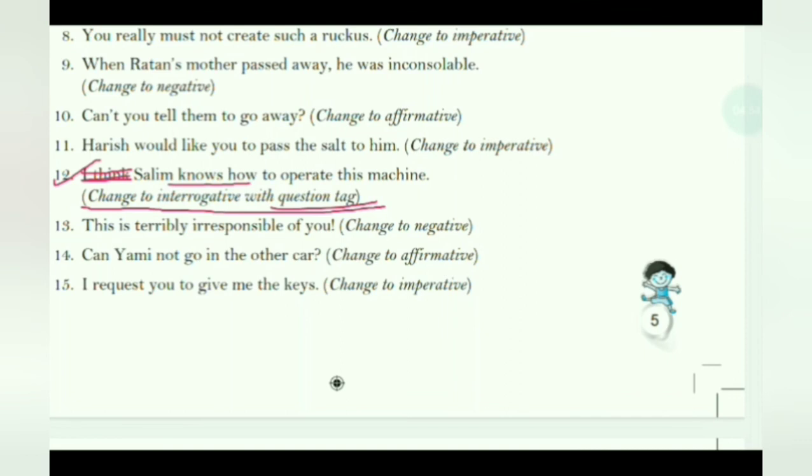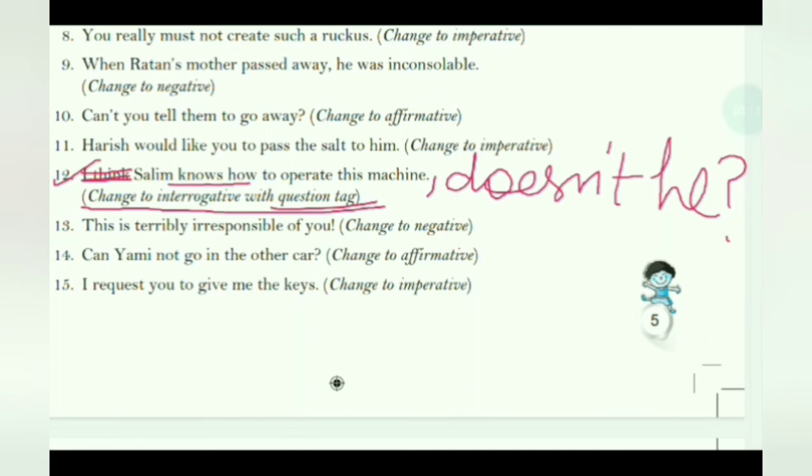As the verb has the verb's first form and S behind it, the tag would become, here comes the comma, "doesn't." As the statement is positive, the tag would be negative. "Doesn't he?" Salim's pronoun would be "he" and a question mark behind it.